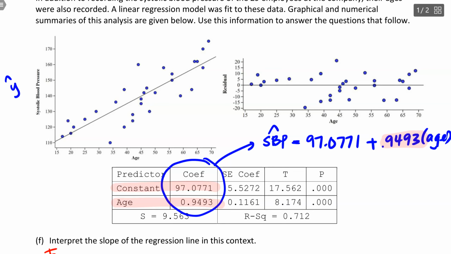And that was the for every one increase. And this is straight off that sweet sheet that we have. I should put units. So every 1 year increase in age, systolic blood pressure is predicted to increase by 0.949 millimeters mercury. Perfect. Remember, one thing that is important is that you make sure you have that word predicted in there. Otherwise, you will do at best a P here.